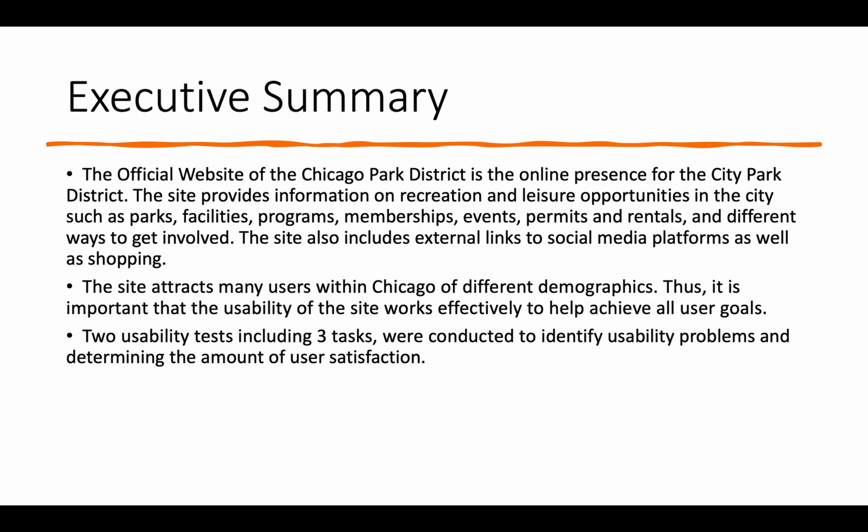The official website of the Chicago Park District is the online presence for the City Park District. The site provides information on recreation and leisure opportunities in the city, such as parks, facilities, programs, memberships, events, and many other ways to get involved. The site also includes external links to social media platforms as well as shopping. The site attracts many users within Chicago of different demographics. Thus, it is important that the usability of the site works effectively to help achieve all user goals.